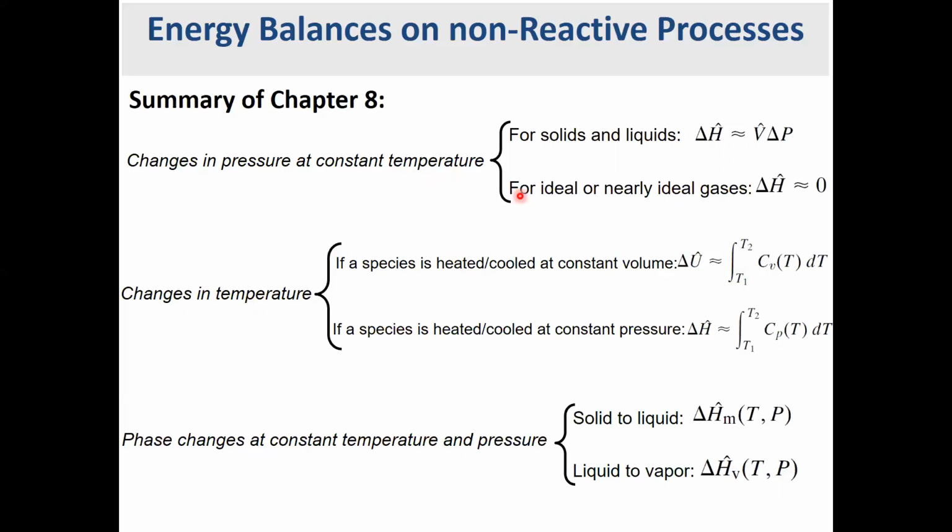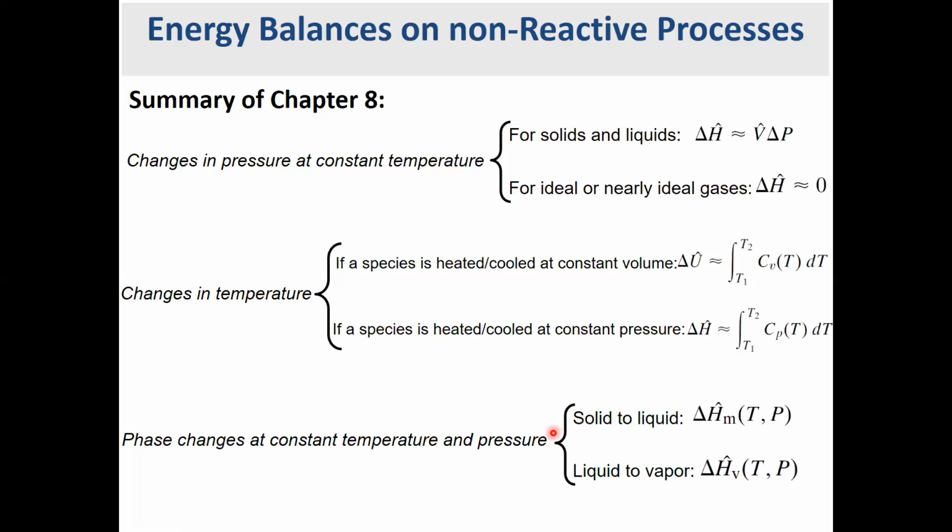if it is solid or liquid, the change of enthalpy will be equal to V-hat delta P, the specific volume multiplied by the change of pressure. And if your component is an ideal gas or nearly ideal gas, or a gas at very low pressure, like some atmospheres, you can neglect the change of enthalpy. For a process with a change of temperature, if it is at constant volume, you can use this equation, while if it is at constant pressure, you can use this equation to calculate the change of enthalpy at constant pressure and temperature change.